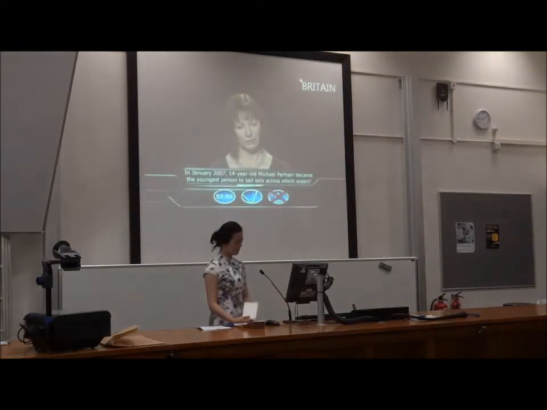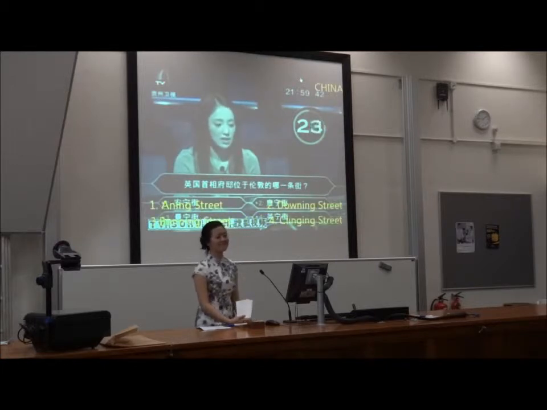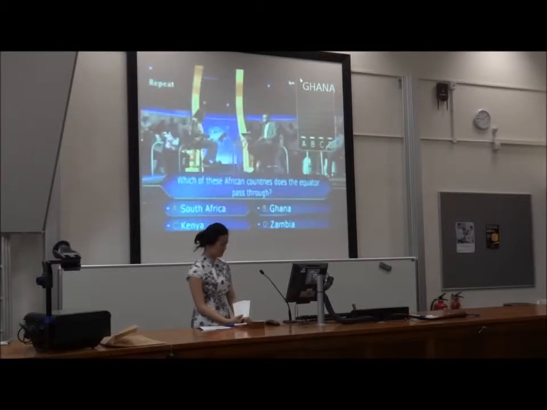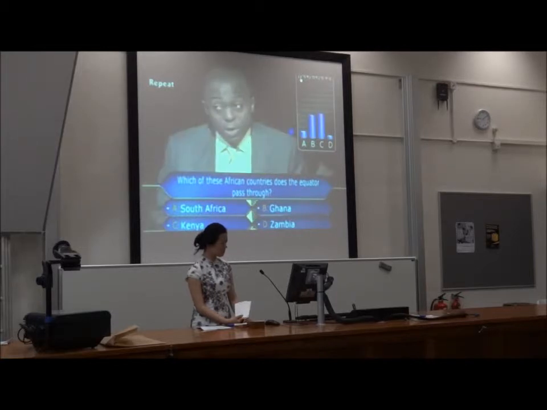I think I'm going to go 50-50. 题了，教练。英国首相府邸位于伦敦的哪一条街？有4个选择，第一个是安宁街，第2个唐宁街，第3个是景宁街，第4个是英宁街。 So 45% think it's Kenya, 10% think it's South Africa, 41% think it's Ghana, 4% think it's Zambia.